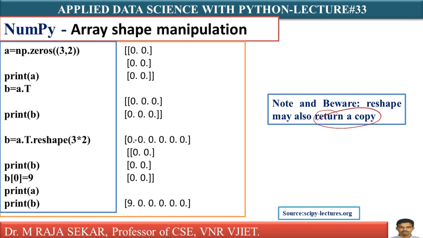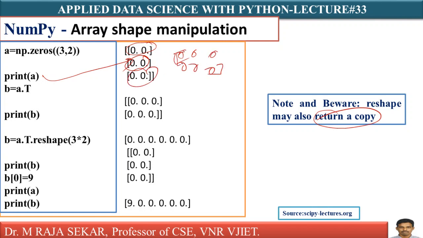In this case, reshape will not reflect in another array. Just see: A equal to np.zeros of 3, 2 means print A gives 3 rows, 2 columns, all zeros. This is the matrix. A transpose means the first row will become the first column, 0, 0. The second row will become the second column. The third row will become the third column. Therefore, what is that matrix?